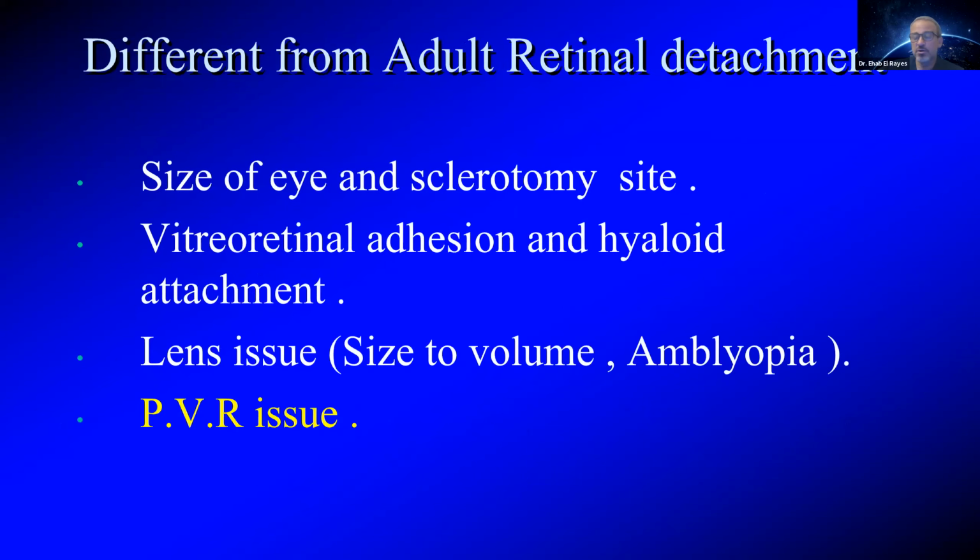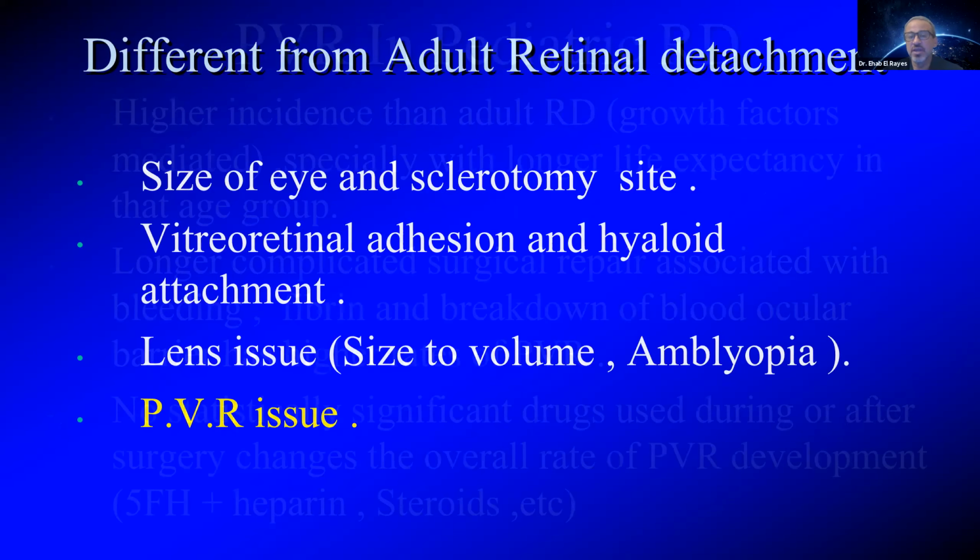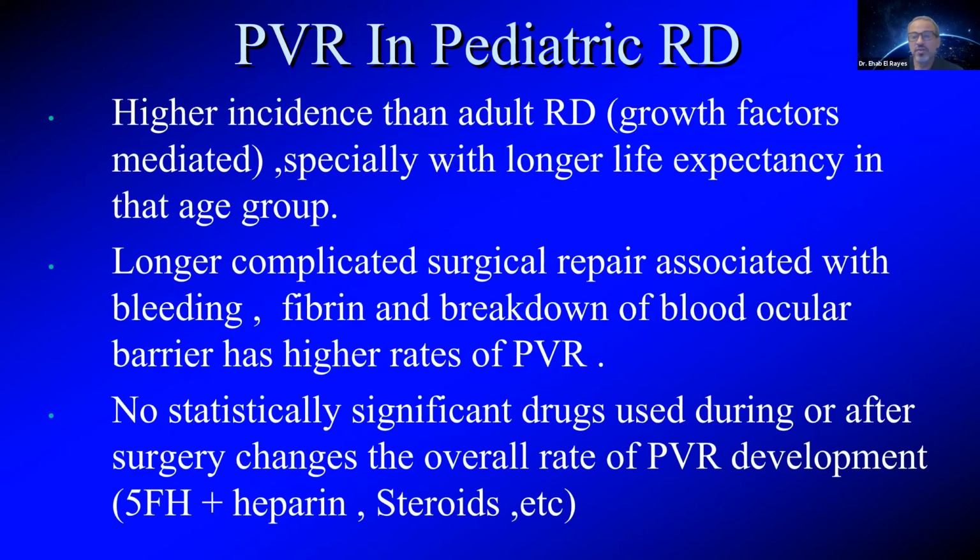Last point is PVR. Why do I speak about PVR? There is a higher incidence than in adults. There is a lot of growth factor inside the eye and longer life expectancy. You see a child who is 9 or 10 years old with retinal detachment, he has longer life expectancy than an adult. So they will have some type of PVR a little bit down the road depending on the life expectancy.